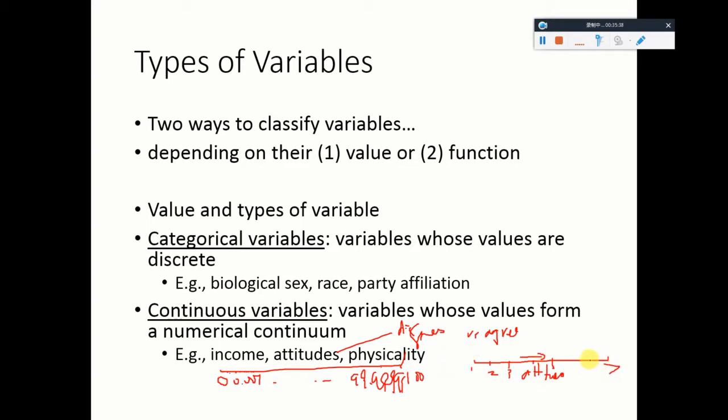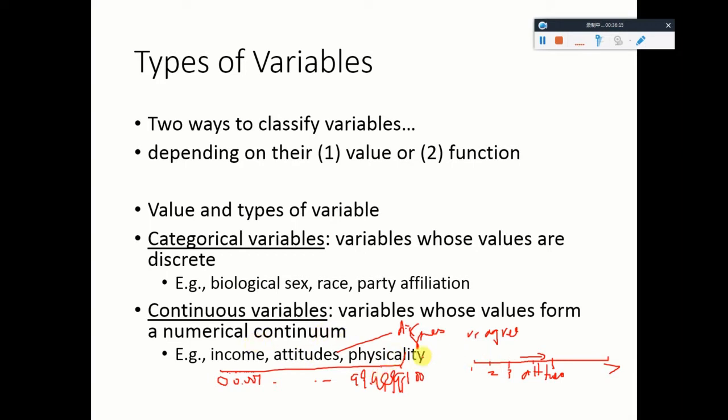So in this sense, scientists think that attitudes can probably be treated as a continuous variable, the way that we treat income. There are a lot of debates on this. You don't have to agree with me or agree with scientists on the way they treat attitudes. But I'm just telling you that it is theoretically possible to think of attitudes as a continuous variable.